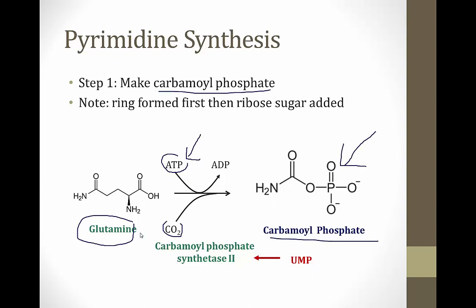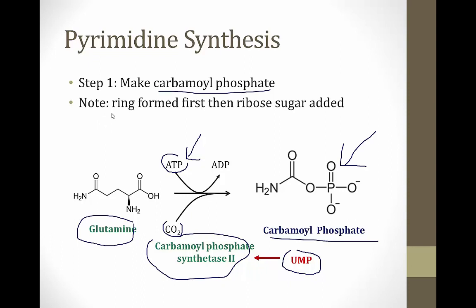The enzyme that does this step is called carbamoyl phosphate synthase 2. This enzyme is found in the cytosol. You should know that there is a carbamoyl phosphate synthase 1 enzyme that's found in the mitochondria that is important as part of the urea cycle. And this enzyme is important in pyrimidine synthesis because it's the rate limiting step and it's inhibited by UMP. So when there are high levels of uridine monophosphate, it will inhibit this enzyme to slow down pyrimidine synthesis when the body doesn't need any more pyrimidines.